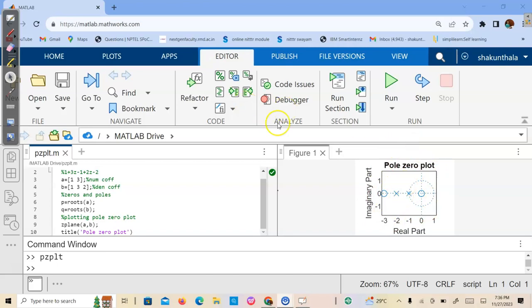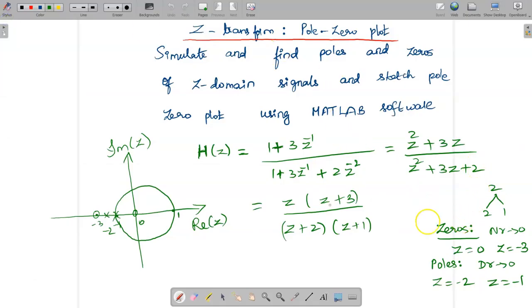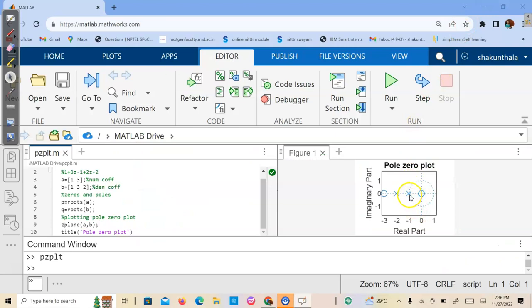Okay, so we can compare the problem which we have already solved. So zeros occur at z equal to 0, z equal to -3, poles occur at -1 and -2. So poles are represented by cross mark, which is available at z equal to -1, z equal to -2, and then zeros are available at z equal to 0 and z equal to -3.